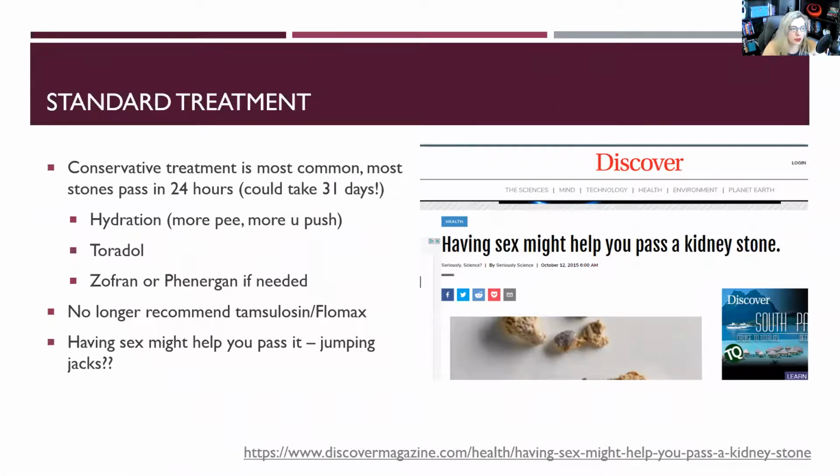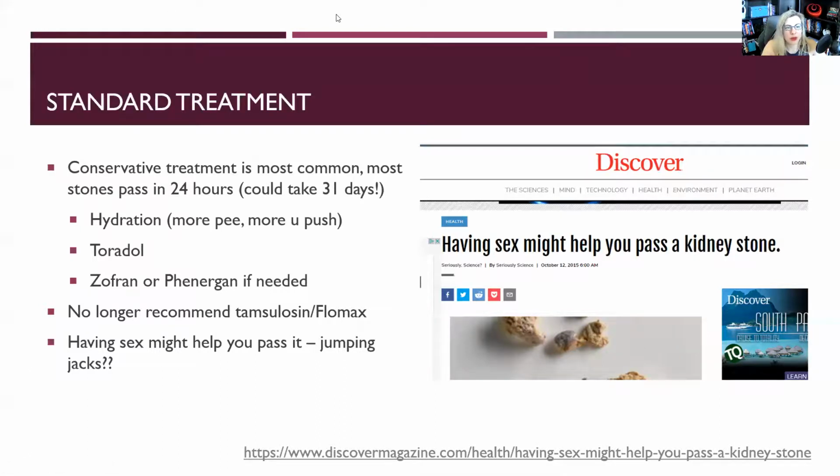Most of these people get conservative treatment. Most people pass in 24 hours, although, again, urology tells everybody that it could take 31 days to pass a stone. And urology, at least our services, typically wait for a full month of kidney stone pain before they start to offer surgical services. That's kind of interesting.